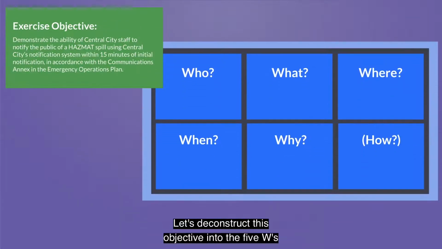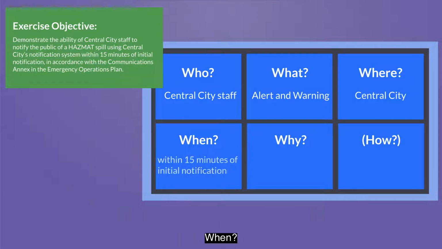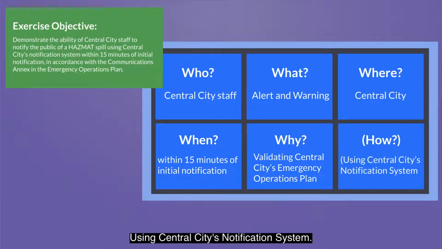Let's deconstruct this objective into the 5 W's and also include how. Who? Central City staff. What? Alert and warning. Where? Central City. When? Within 15 minutes of initial notification. Why? Validating Central City's Emergency Operations Plan. And how? Using Central City's notification system.